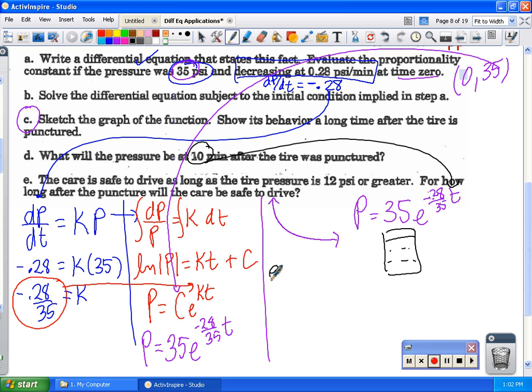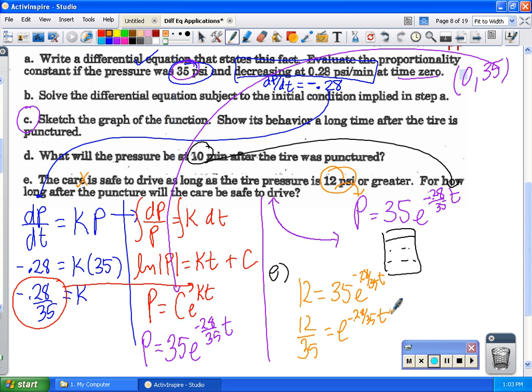And then lastly, letter E says, use the same equation. The car is safe to drive as long as the tire pressure is 12 pounds per square inch. So now I'm going to substitute 12 in place of P, and I'm going to find the time at which my tire pressure hits 12 pounds per square inch. And this is where I would use my algebra to get 12 over 35 is equal to e to the negative 0.28 over 35 times t.